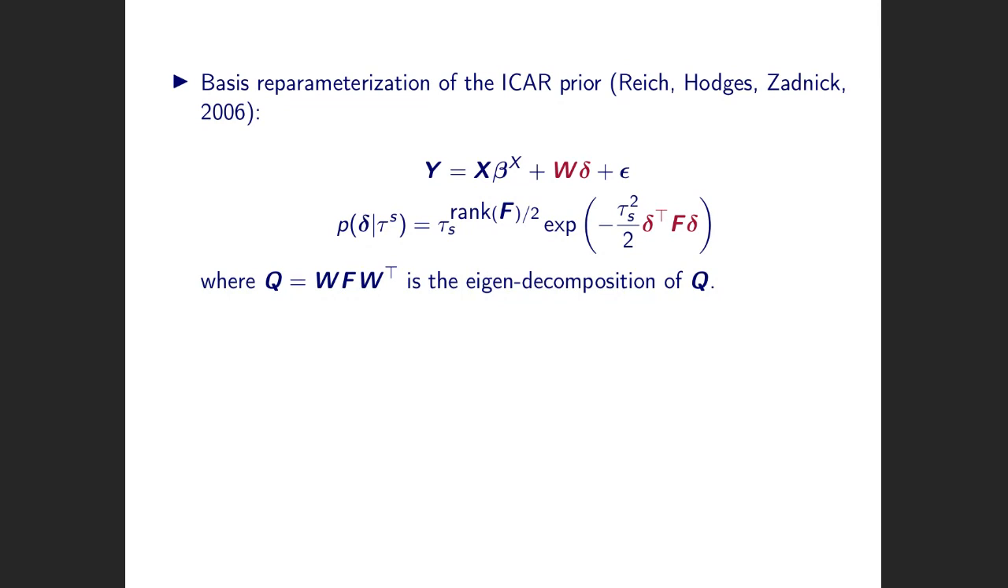And delta is now the random component of the model, and the prior distribution, again, this should be proportional, sorry for the typo, is proportional to this form here. So this is just a reparameterization from eta to delta in this particular model.